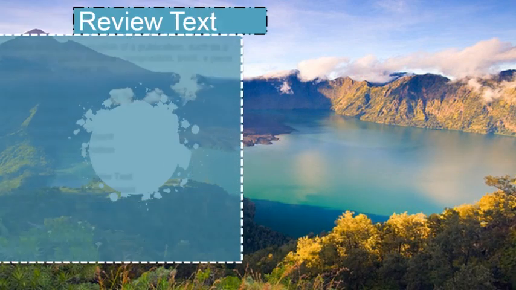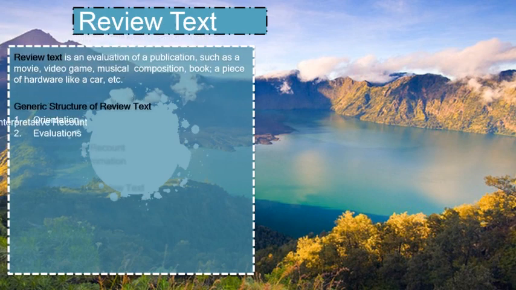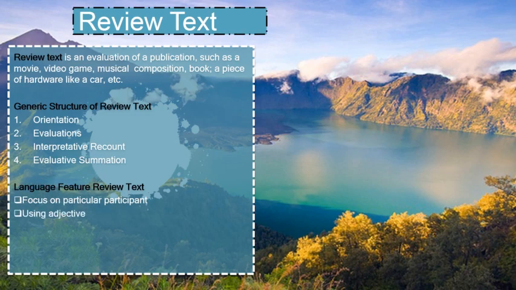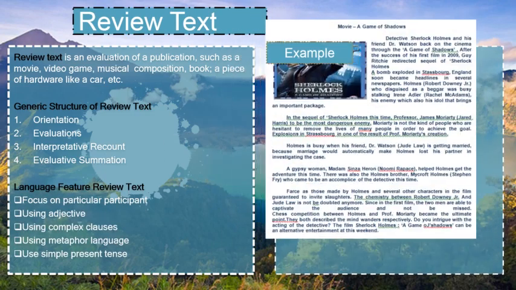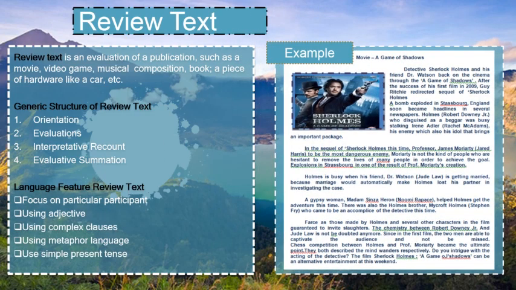Review text. Review text is an evaluation of a publication such as a movie, video game, musical composition, book, or a piece of hardware like a car, etc. The generic structure of review text is orientation, evaluation, interpretative recount, and evaluative summation. The language features of review text are focus on a particular participant, using adjectives, using complex clauses, using metaphorical language, and using simple present tense. We can see an example here of review text.